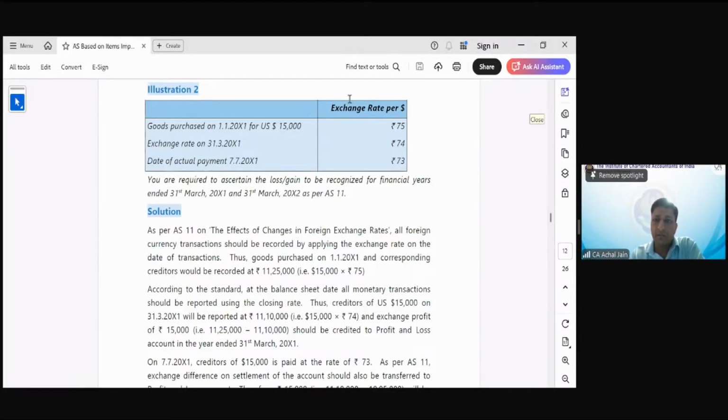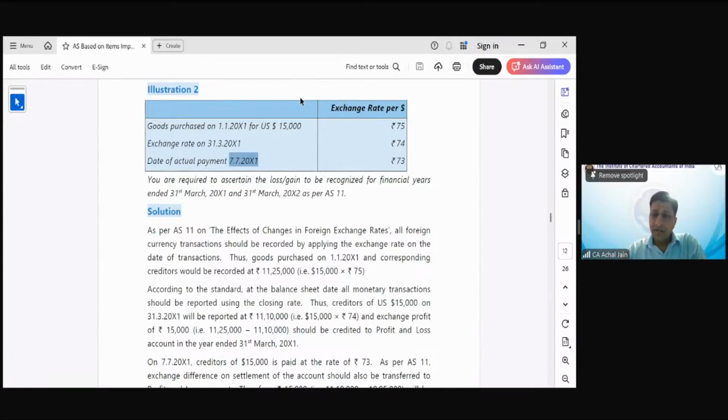Okay. Very good. So now on 31st March, you have a liability recorded at what rate in your books? On 31st March, you have a liability in your books appearing at 74. Correct? Now, let's move on to 7th July. Now you are actually paying this liability. At what rate are you settling this liability? 73?